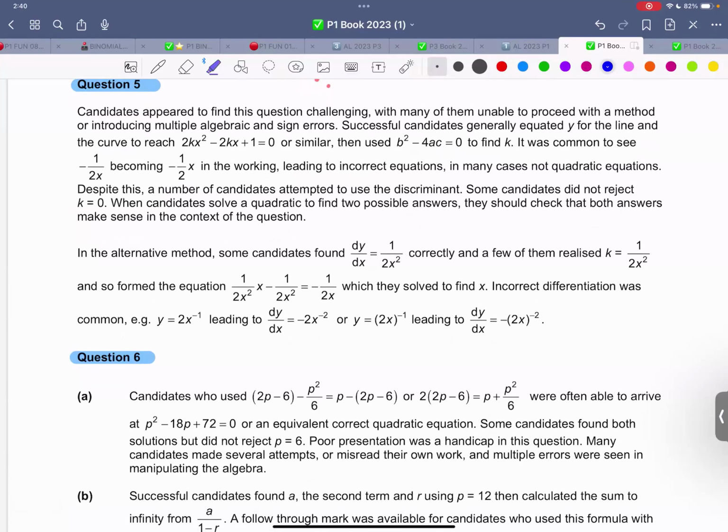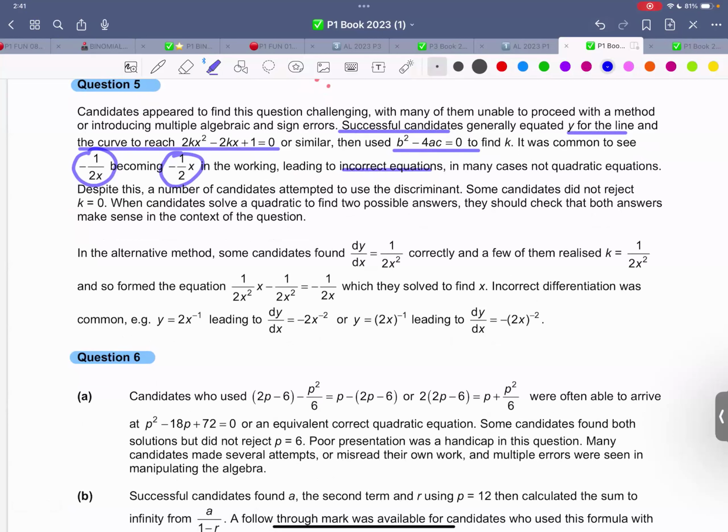Question 5. Now it says candidates appeared to find this question challenging. Many of them were unable to proceed with the method, introducing multiple algebraic or sign errors. This is the quadratic one. Successful candidates generally equated y for the line and the curve to reach this quadratic equation, and used b square minus 4ac to find k. It was common to see this becoming this, so this is an error leading to incorrect equations.